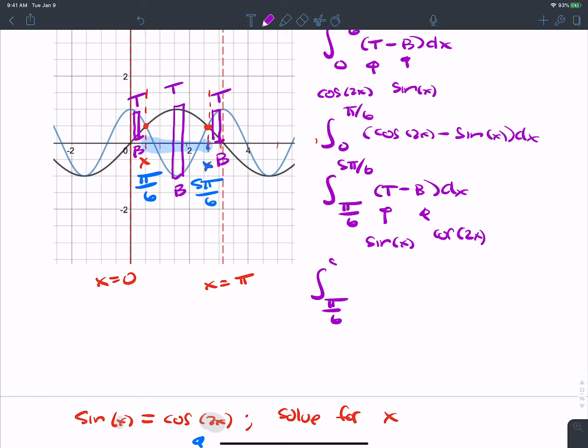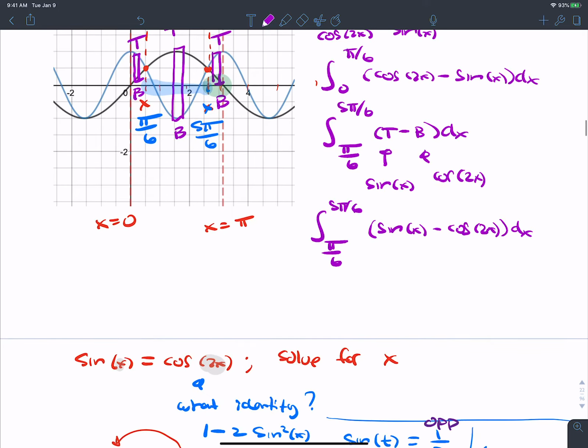Pi over 6, 5 pi over 6, sine minus cosine of what? 2x dx. We need the third integral. So for the third integral, let's focus on this. We're going to go from those 2 points, from 5 pi over 6 to pi, really. So for the third integral, 5 pi over 6 up to pi.